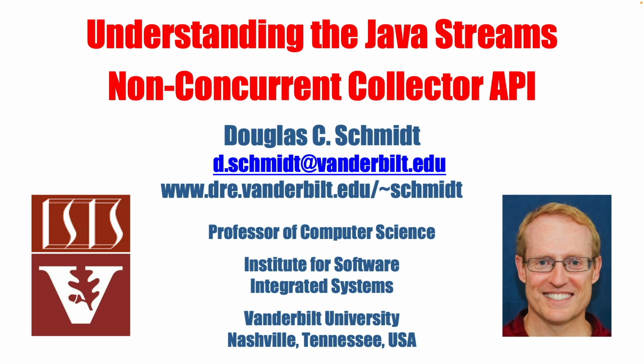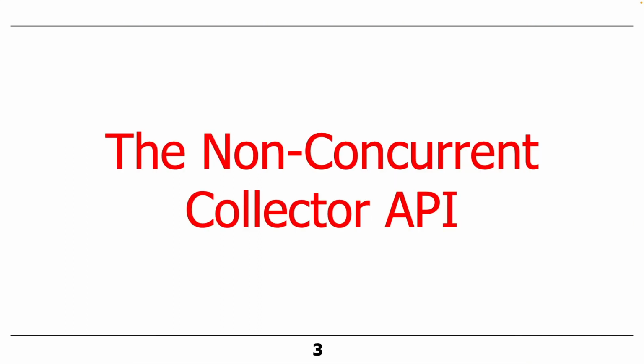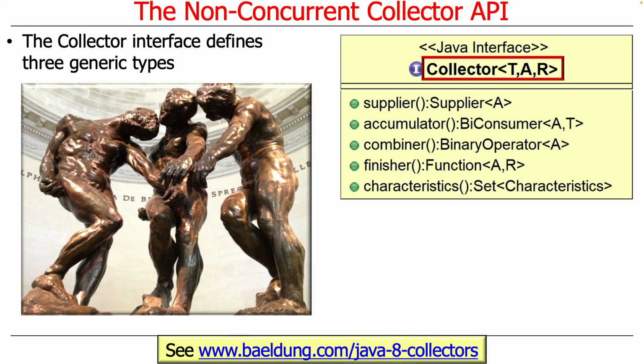We're going to continue on with our discussion of Java Stream's non-concurrent collectors, focusing on the API. It's a fairly simple API, but it's got some kind of cool features. One other thing worth noting is that the same API is used for both concurrent and non-concurrent collectors. So once you understand the basic ideas, it's very similar, though not entirely identical, for reasons we'll talk about in just a second.